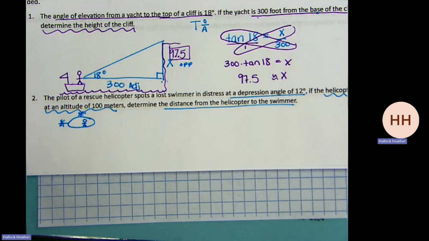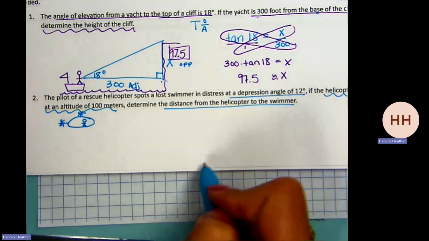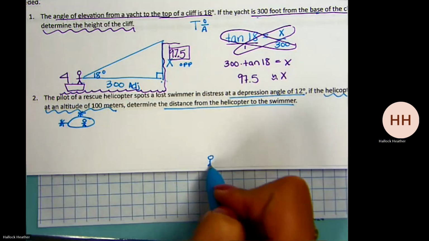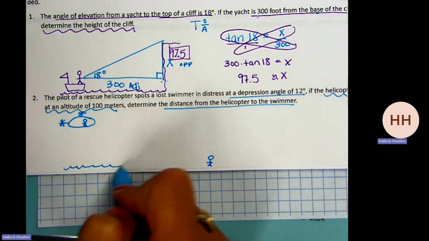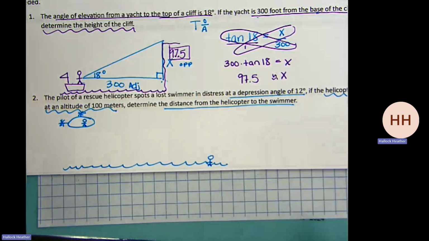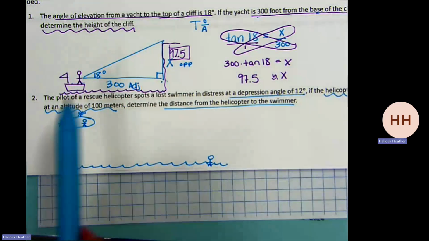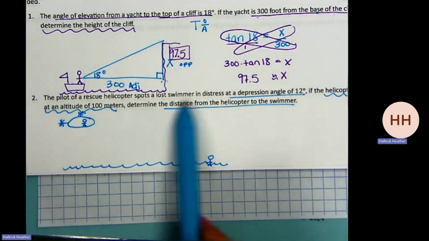There's my helicopter. There is somebody drowning off into the distance. Okay, because you're not looking straight down. You see somebody over here. They're literally dying, they're drowning. And they're yelling for help. Okay, so there's my little picture. It says the pilot spots a lost swimmer.